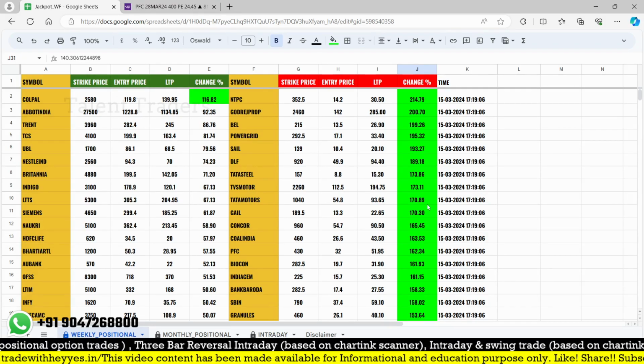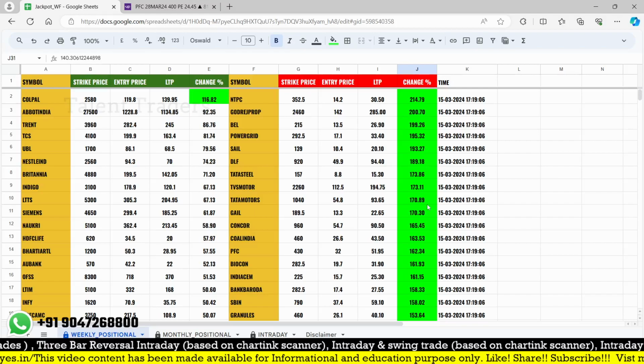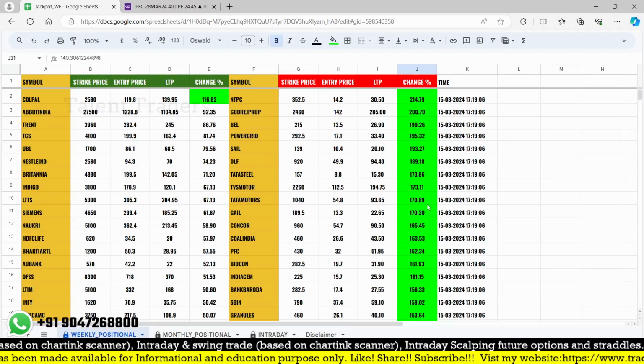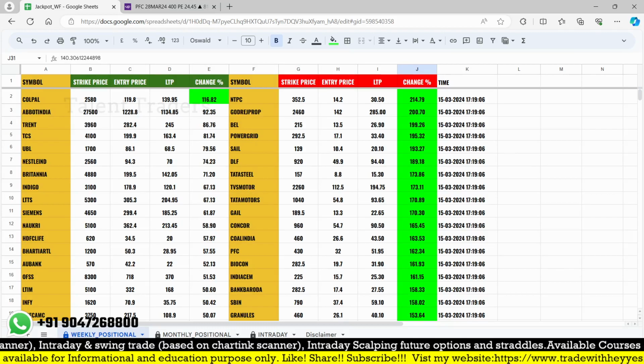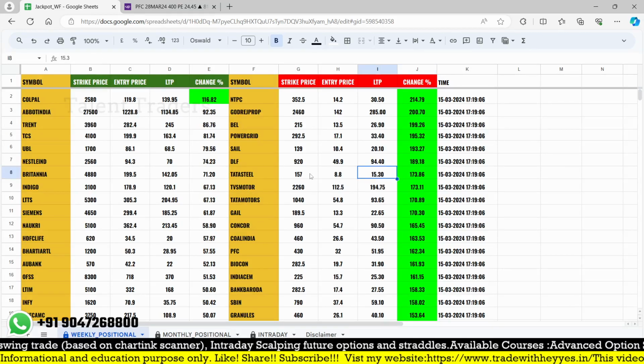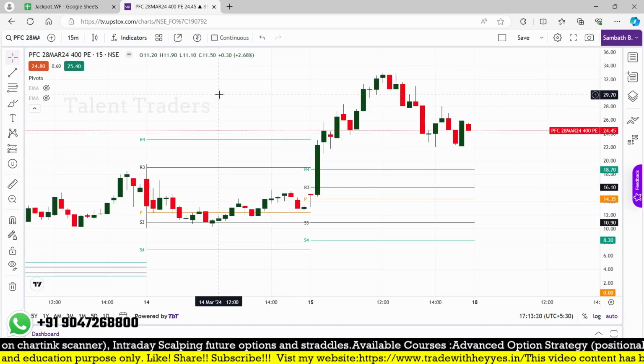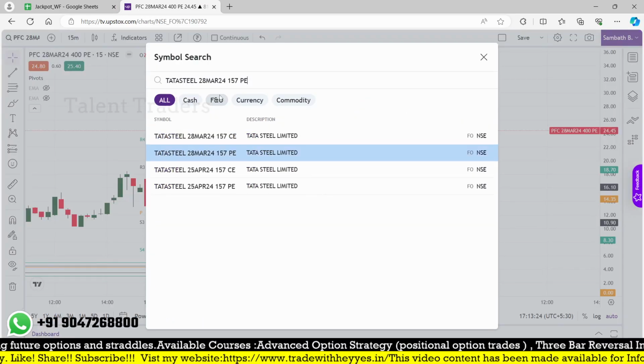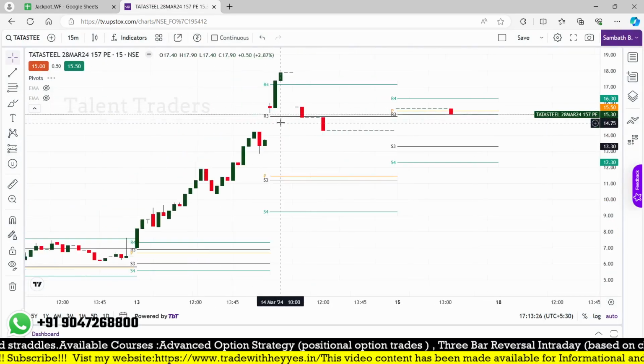I think Tata Steel, at this month's beginning or February last week and the first week of March, was giving such a good move on the upside. Now it has given you the downside, maybe 157 in Tata Steel. So this does not work based on our R4 level. It works based on our concepts.